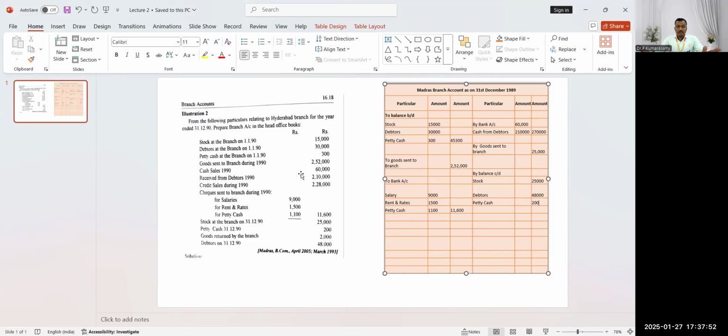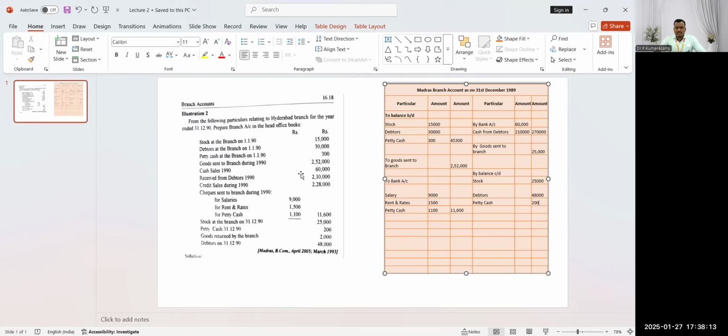So for all items which have been given in the question, we have taken and recorded here. Opening stock, opening debtors, opening petty cash are already debited here. Then goods sent to branch during the year is debited.